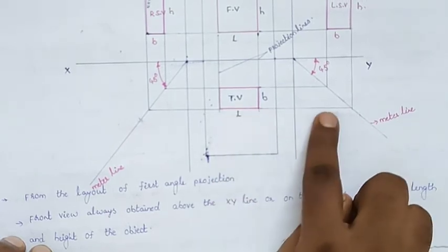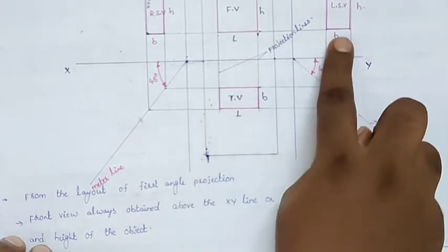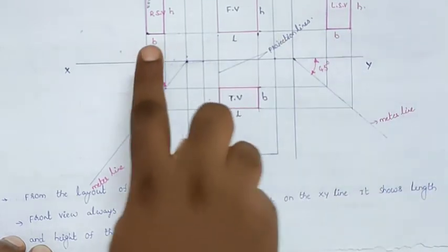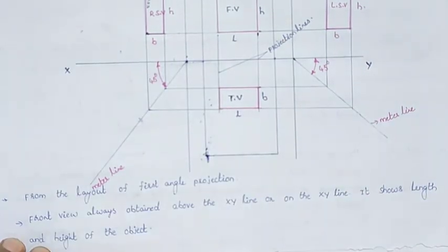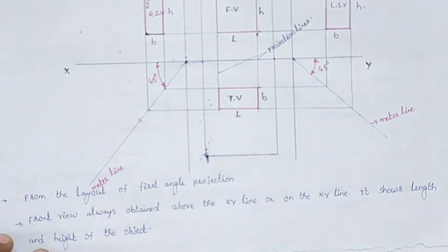Draw the projections from the top view and draw the projections from the front view. Construct the left side view and right side view like that. So this is the layout of the first angle projection. From the layout, I am discussing one by one.